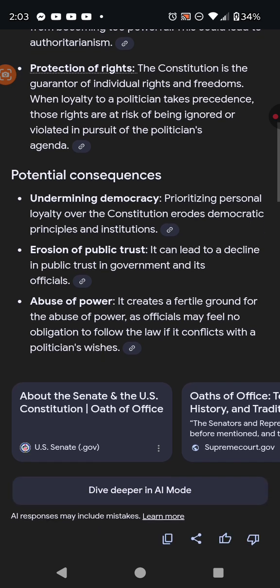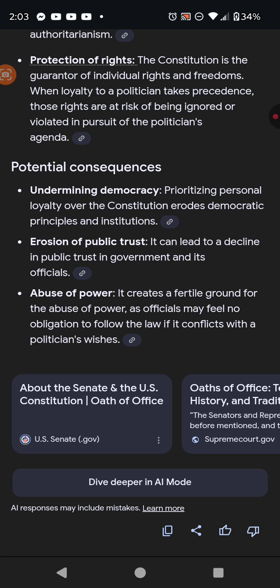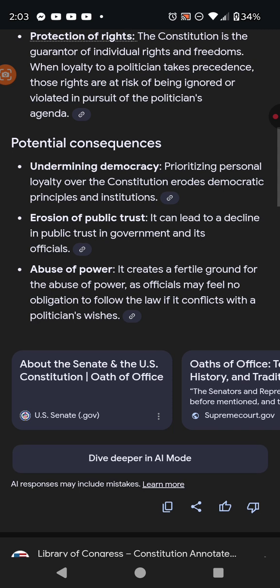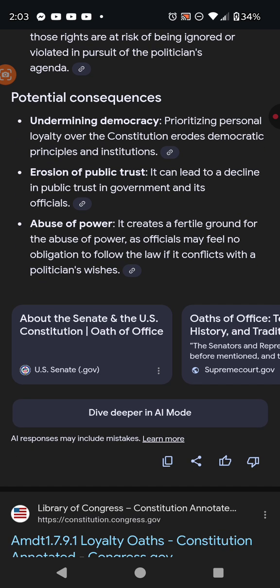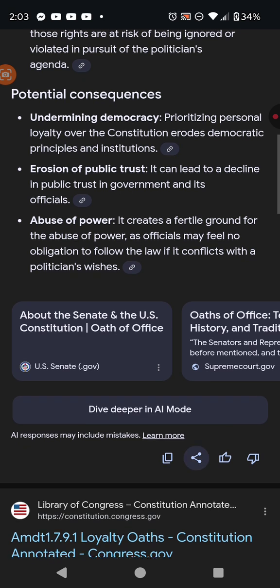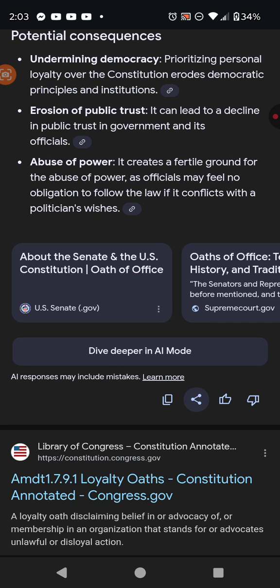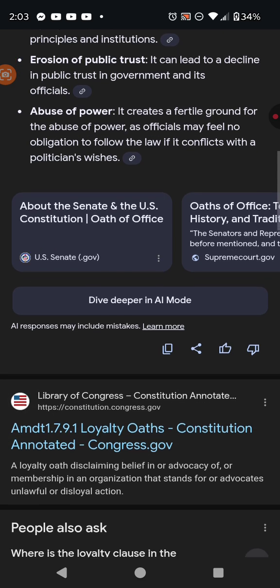Potential consequences. Undermining democracy: prioritizing personal loyalty over the Constitution erodes democratic principles and institutions. Erosion of public trust: it can lead to a decline in public trust in government and its officials. Abuse of power: it creates fertile ground for the abuse of power, as officials may feel no obligation to follow the law if it conflicts with a politician's wishes.